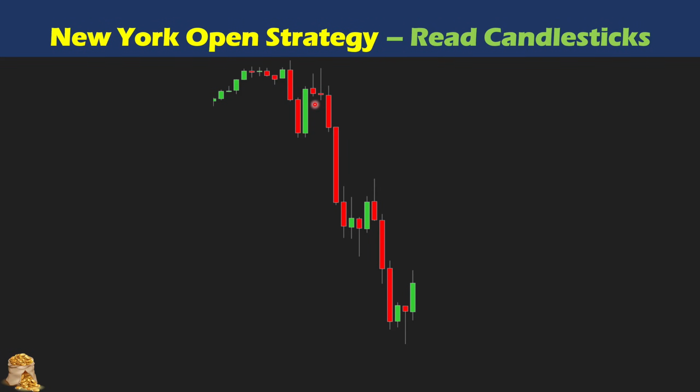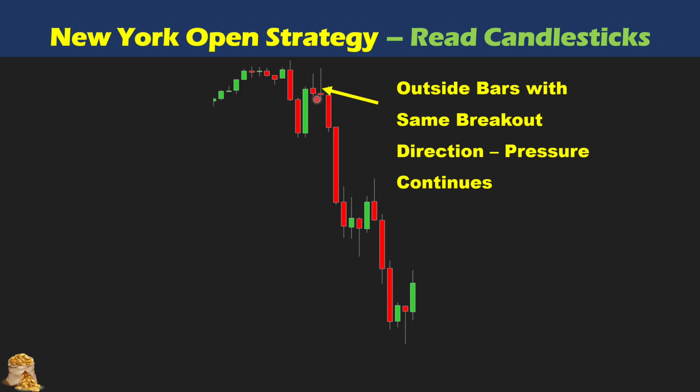Another way to look at these two doji bars is that basically this is an outside bar. If there's an outside bar and the direction is the same as the main trending pressure here, that means after the outside bar, the pressure will continue. This also increases the downside pressure as well.